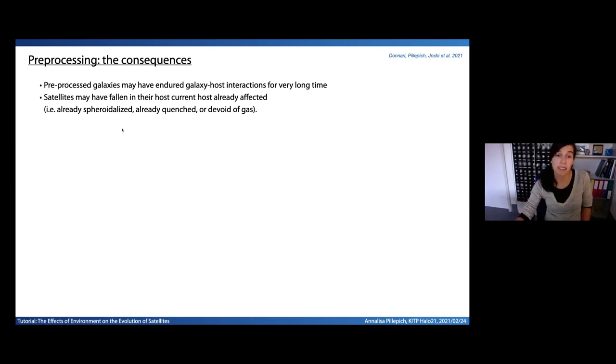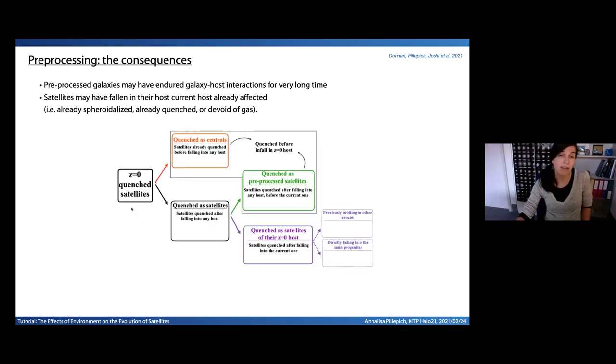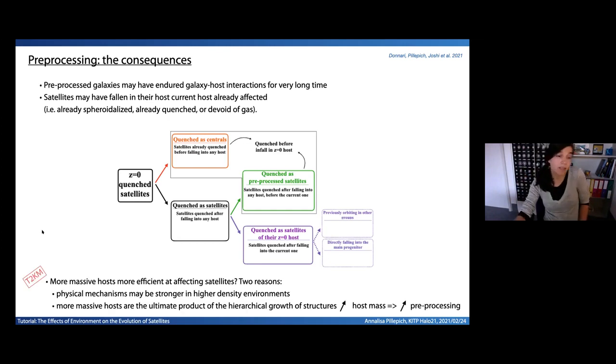So we can measure all this in the simulations, and whenever we look at galaxies, even in observations, which are quenched satellites at ratio 0, we can ask, did they quench as satellites, or did they quench as centrals? And if they quenched as satellites, did they quench while they were orbiting in this host where we find them today, or in another host, which then fell into the host where we find them today? And if they quenched as satellites in their current host, have they been pre-massaged by some other interactions before? And so this gives us something to think about.